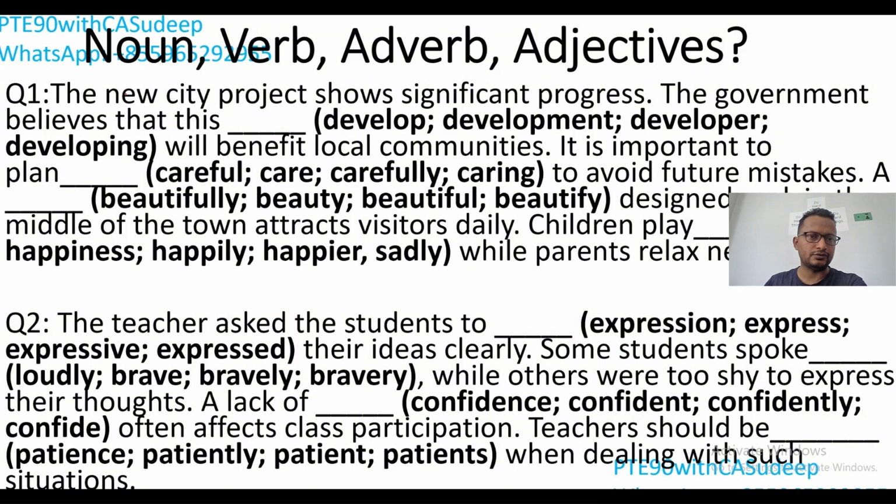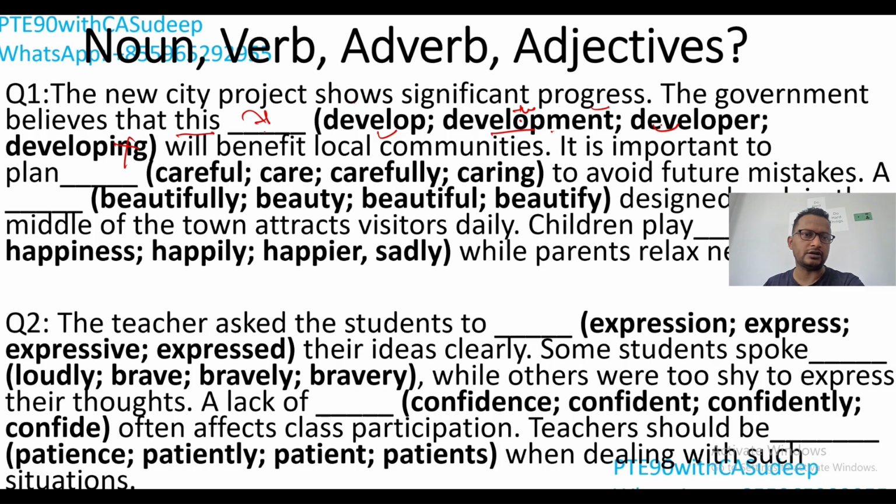So now let's solve this blank. The new city development project shows significant progress. The government believes that after this, what comes? Noun comes. Now you need to identify noun here. Develop is noun? No, it is verb. What is development? Development is noun, because you can put the in front of it: the development. Developer is also noun. Developing is verb. So now the only options for you are development and developer.